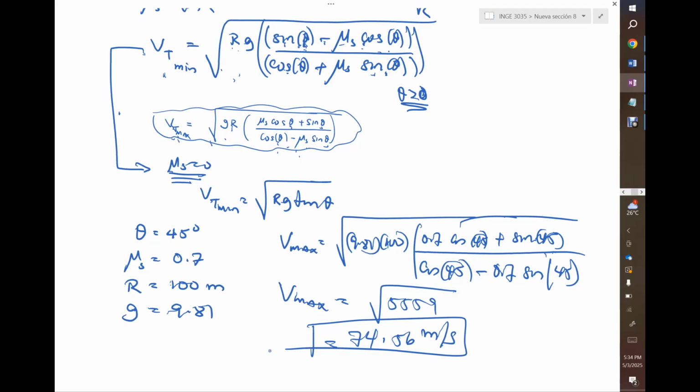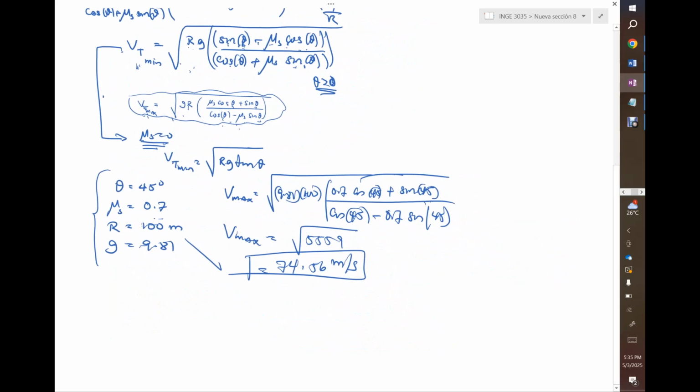But let's give you an idea. That's meters per second. I don't want to convert that to miles per hour, you can do it yourself. But it's a very fast speed. And these are the properties of the curve: banked curve at 45 degrees, static friction 0.7, R 100, g 9.81. So that's maximum velocity. Let's see what the minimum velocity is now.